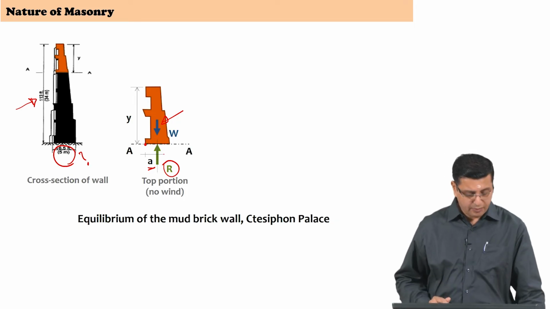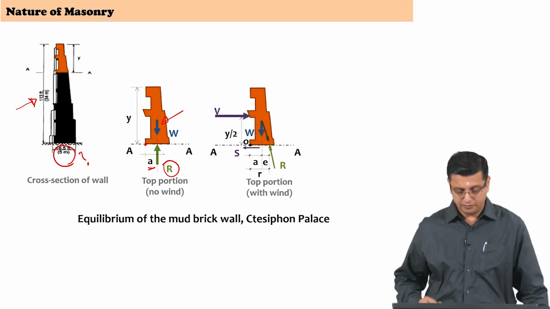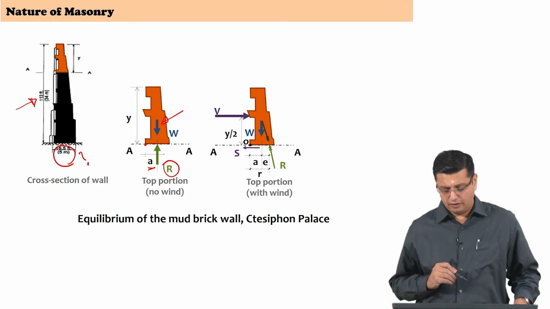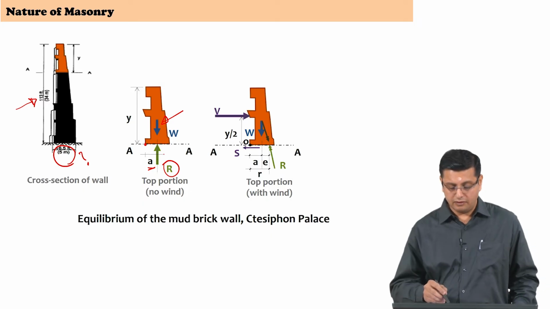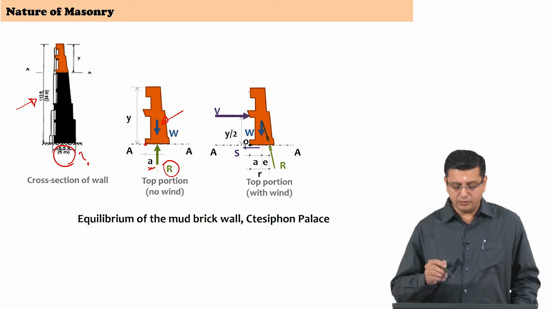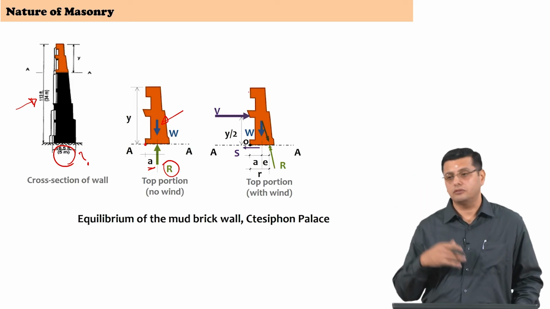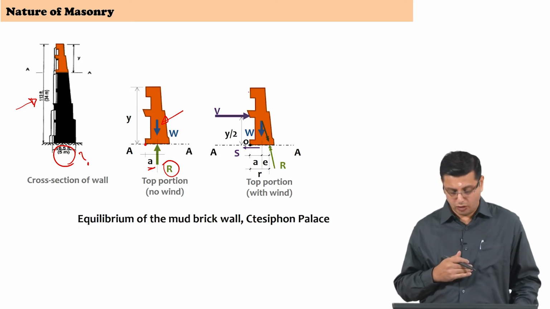Now, if I were to examine the equilibrium under a combination of gravity and lateral forces, we make little assumptions which will not jeopardize our estimations here. I assume that the wind forces are acting uniformly from the top to the bottom of the structure, that is, wind pressure is uniform from the top to the bottom of the structure.